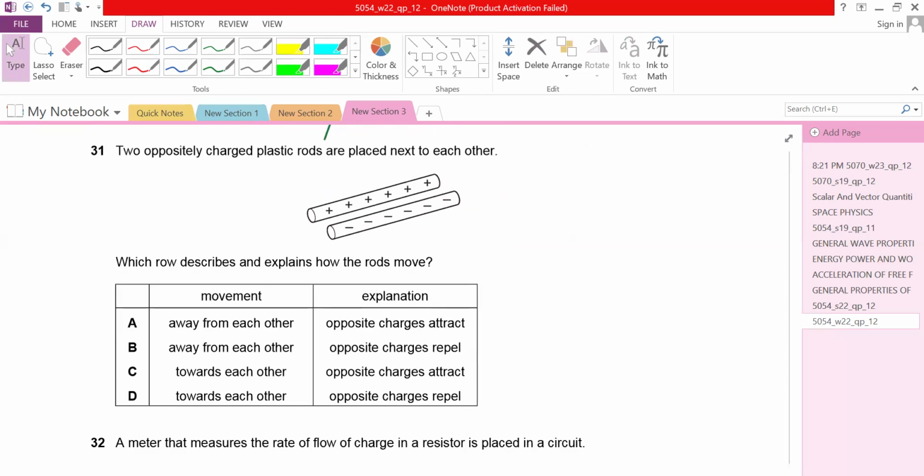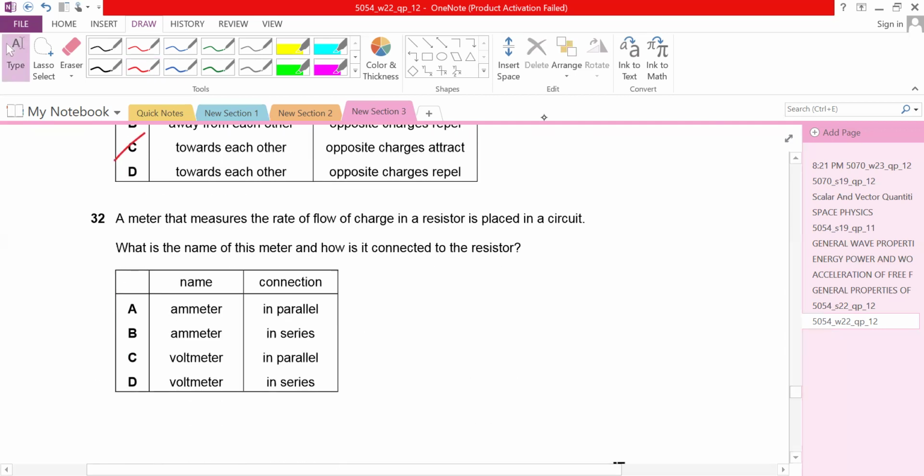Question number 31. Two positively charged plastic rods are placed next to each other. Which row describes and explains how the rods move? So the two oppositely charged rods are placed near each other. The explanation: opposite charges attract. Movement away from each other, no. Towards each other, because opposite charges attract. Option C is correct for question number 31.